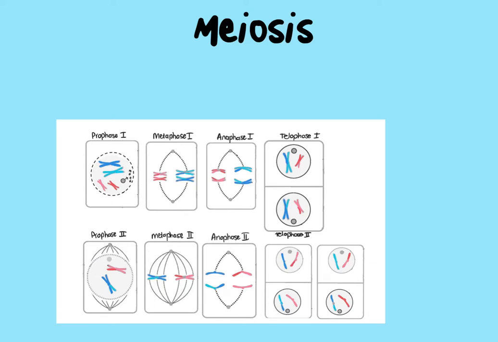This video is covering the process of meiosis. So meiosis is a type of division that is similar to mitosis that you would have done in grade 10. If we actually look at meiosis 2, the second division, it is identical to mitosis.